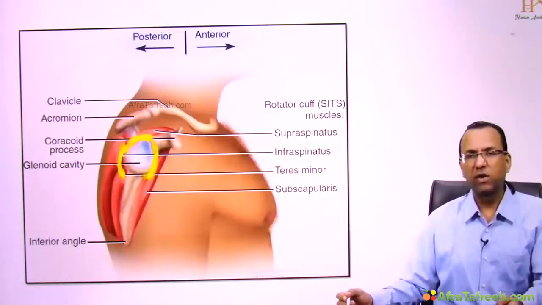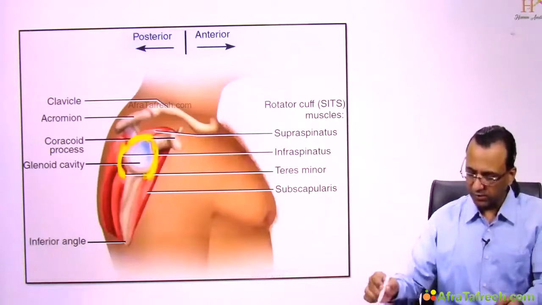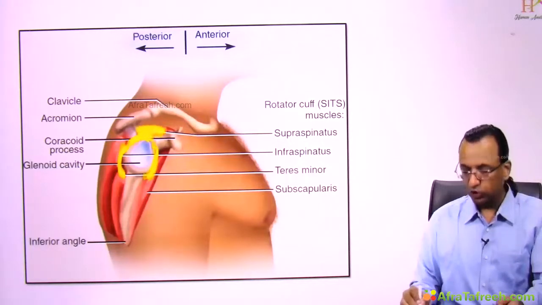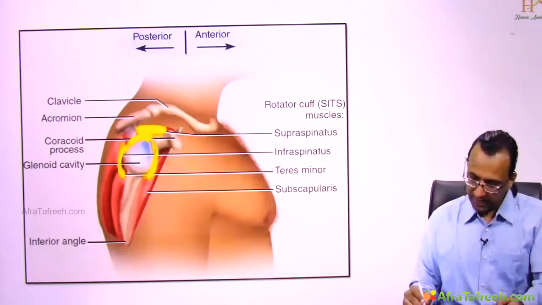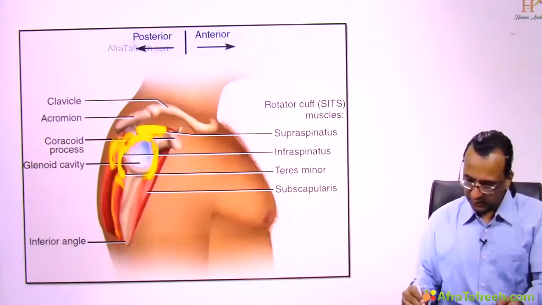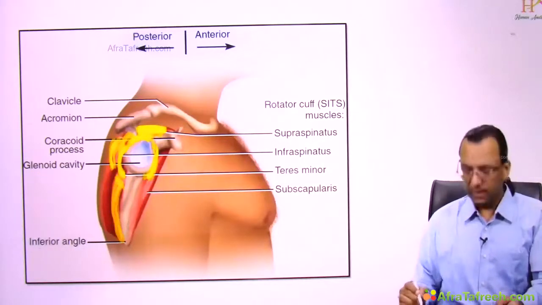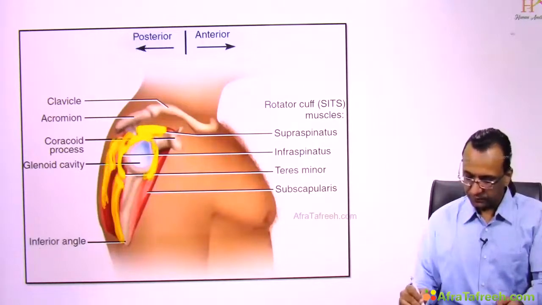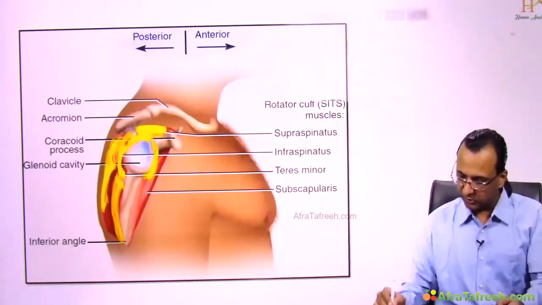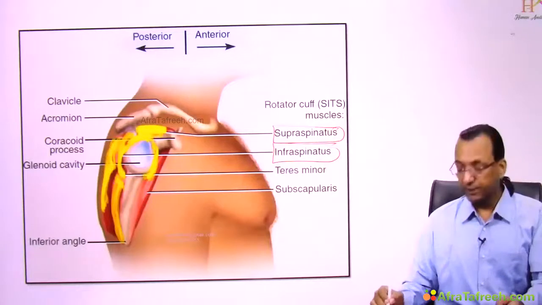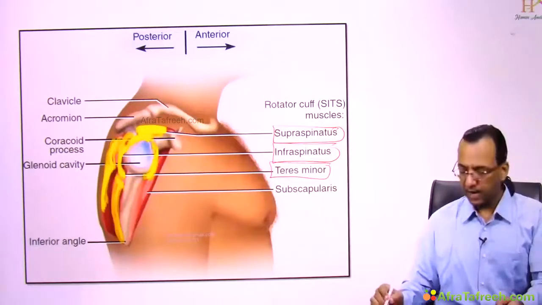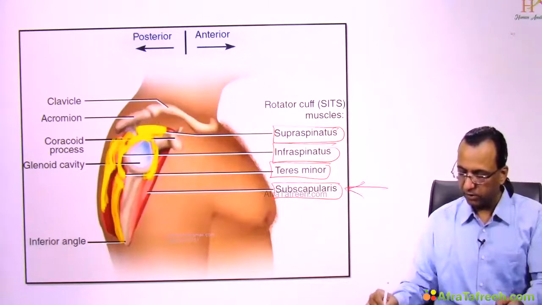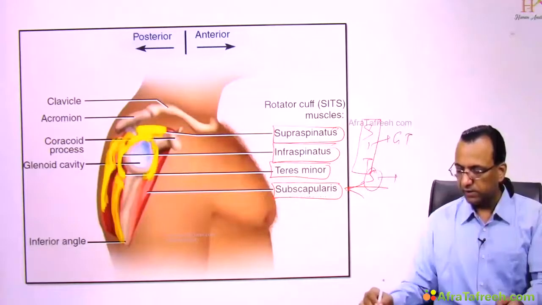And what are the muscles? They are called the SITS muscles. Who is the superior muscle? Supraspinatus. And then the infraspinatus. And then teres minor, coming from the lateral part of the scapula. Supraspinatus, infraspinatus, and teres minor come from the dorsal scapula, and on the ventral scapula you have the subscapularis. They are called the SITS muscles. The SIT muscles sit on the greater tubercle, whereas the subscapularis sits on the lesser tubercle.